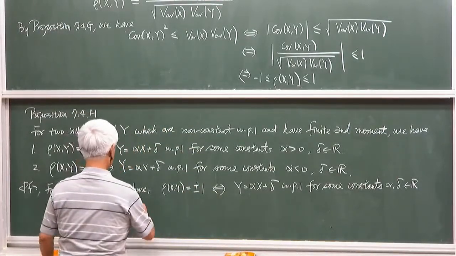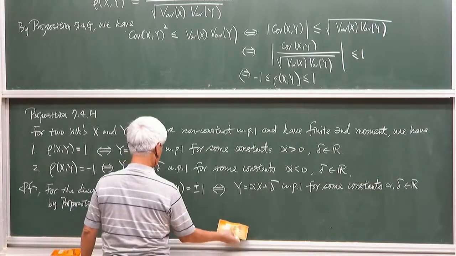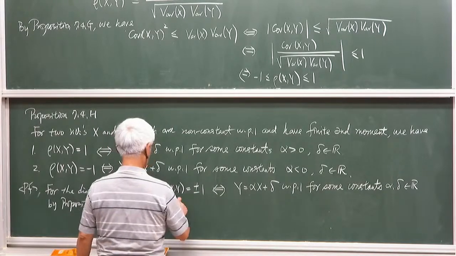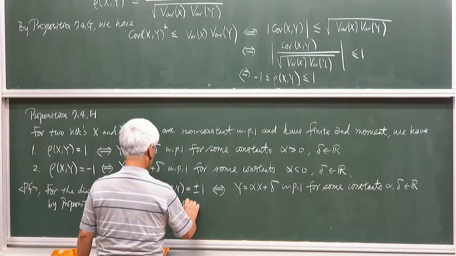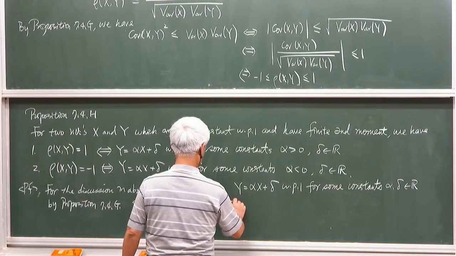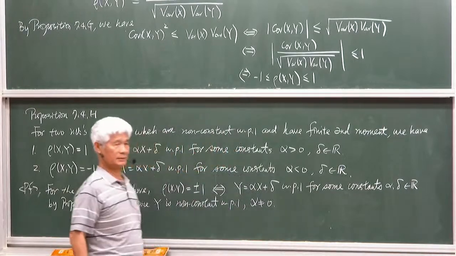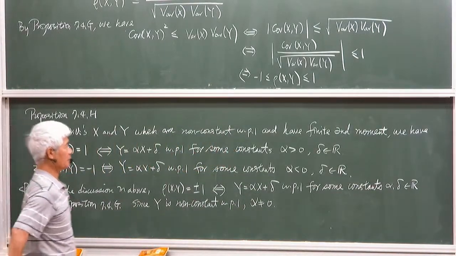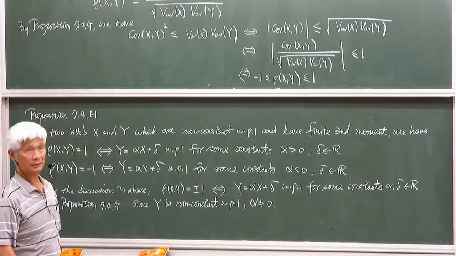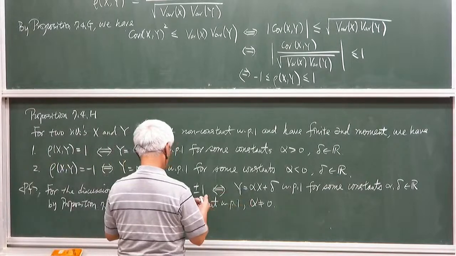Now, since Y is non-constant with probability 1, alpha must be non-zero, because if alpha is 0, then Y is constant with probability 1, which is a contradiction. So we have this one.